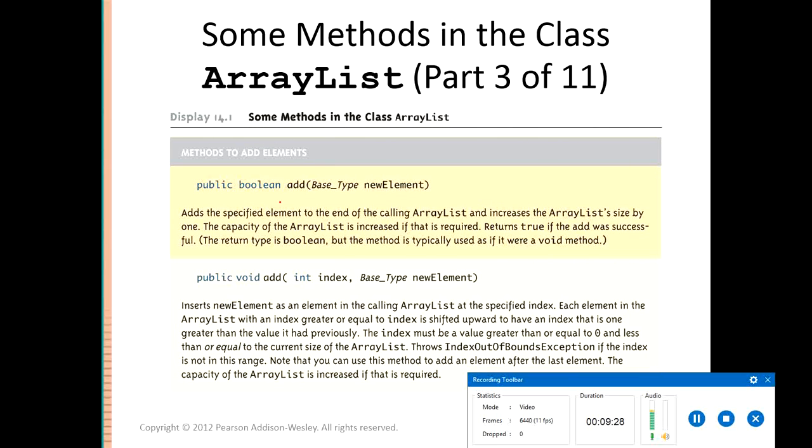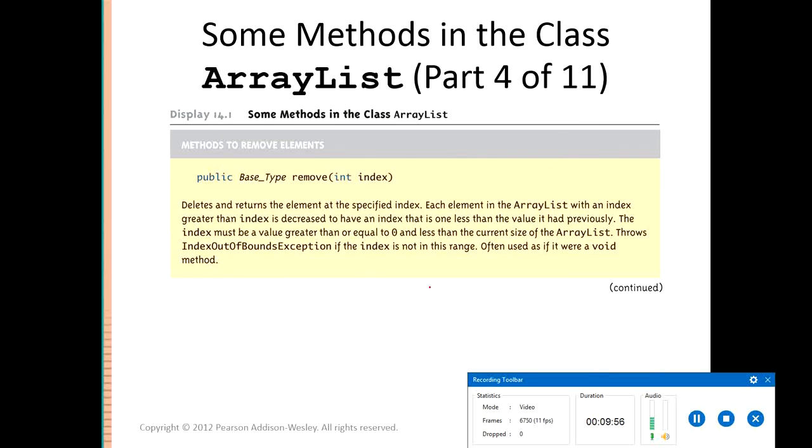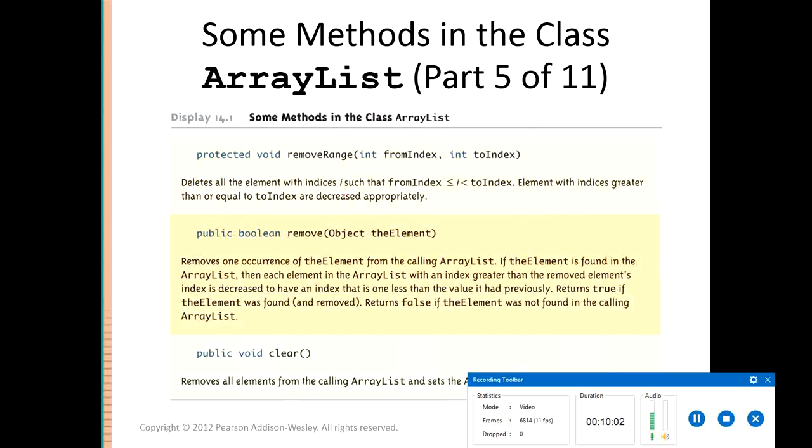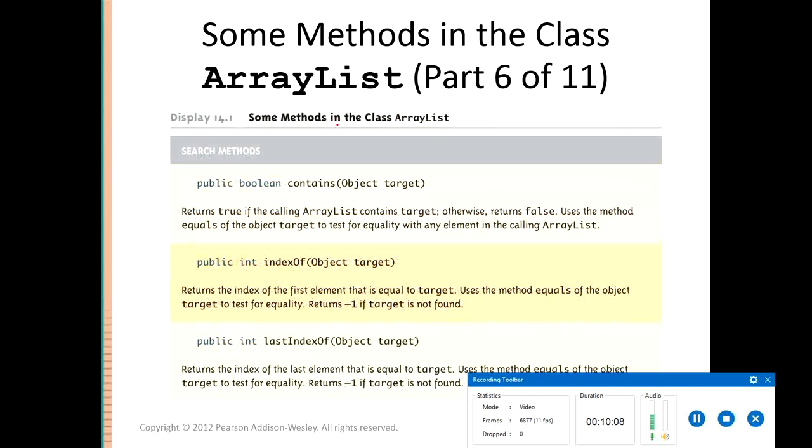Then boolean add: it adds a specified element at the end of the ArrayList and increases the ArrayList size by 1. I have another version of the add method, with an index specified along with the base element. So it inserts a new element into the calling ArrayList at the specified index, and each element in the ArrayList with an index greater than or equal to the specified index is shifted upward to have an index greater than its previous value. We have the remove method also, so it removes an element at a particular position. And there are other methods also which you can go through.